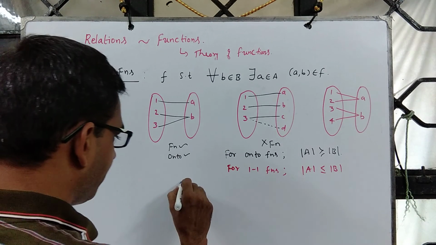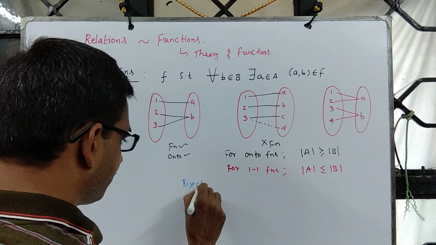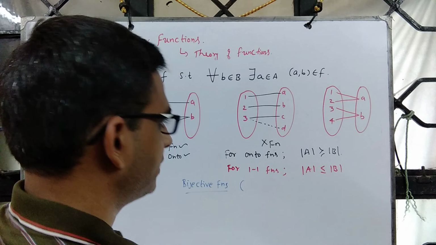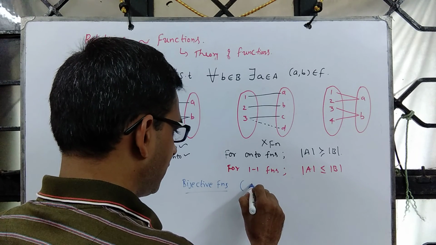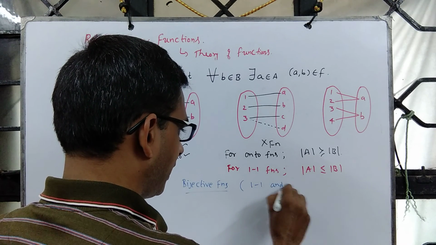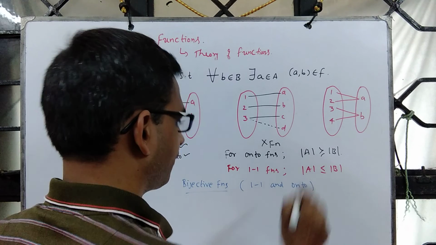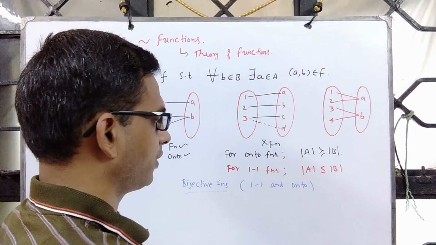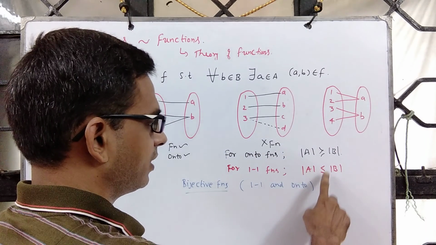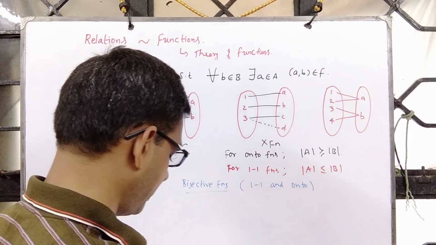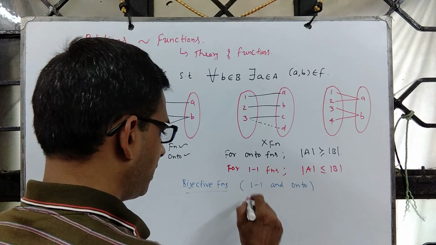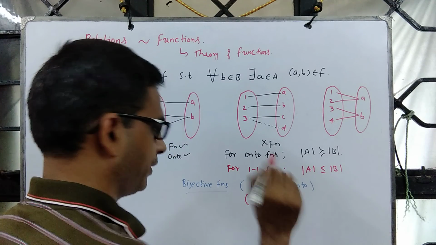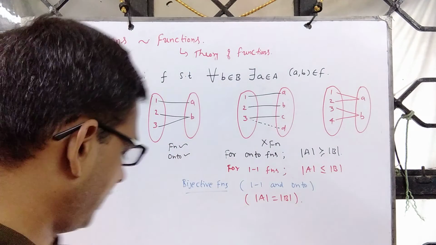There is something called bijective functions. So what are bijective functions? Bijective functions are functions which are both one-to-one and onto. One-to-one demands this check and onto functions demands this, which means for all bijective functions, cardinality of A is the same as cardinality of B. Correct?